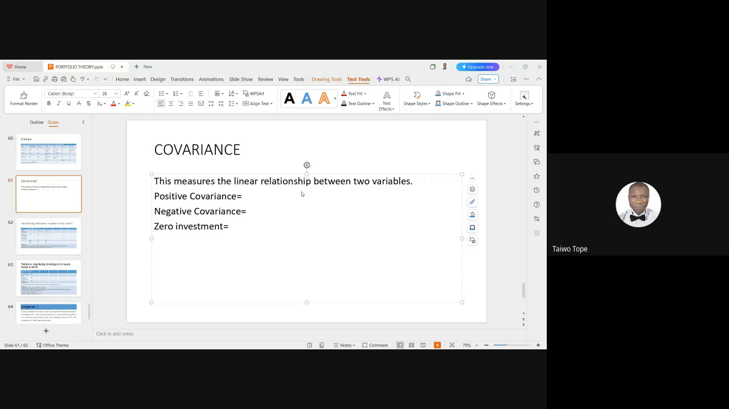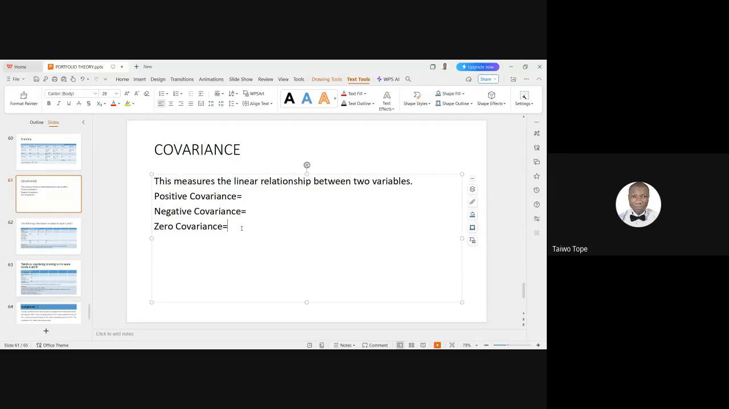But in the case of zero covariance, there is no relationship between the two investments you have in your portfolio. You are investing in clothing, and you are investing in food. There is no relationship between both. So zero covariance means that the investments do not have any relationship. That is, movement in stock A does not affect B.